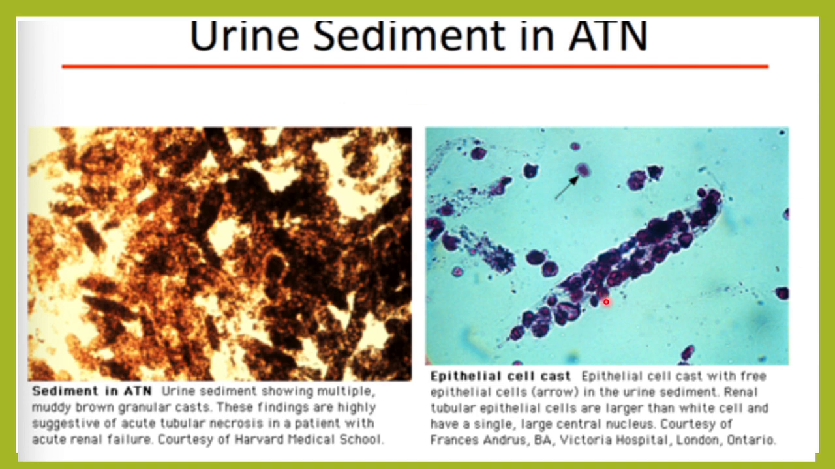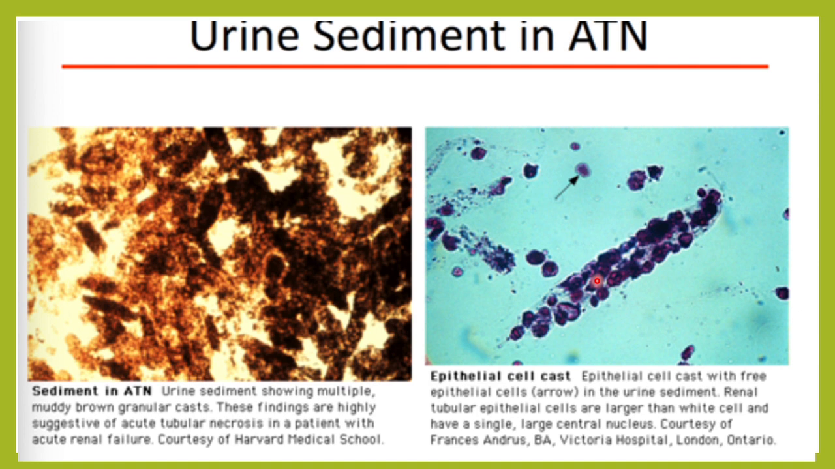Similarly, along with the epithelial cell cast, you can also see the free epithelial cells. This is a very important clue. Whenever you are looking at the cast, you should also see the background, whether there are free cells, and what the other findings in the urine are, to come to a conclusion. So here also you can see free epithelial cells in the urinary sediment, and these renal tubular cells are comparatively larger.